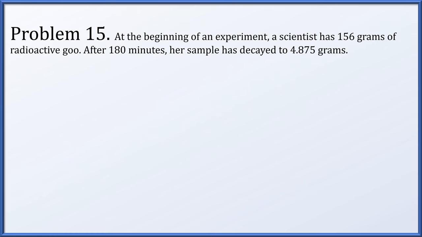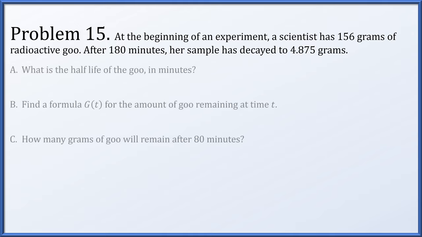In problem 15, at the beginning of an experiment, a scientist has 156 grams of radioactive goo. After 180 minutes, her sample has decayed to 4.875 grams. We're asked a few things. What's the half-life of the goo in minutes? We want to find a formula g of t for the amount of goo remaining at time t. And then finally, how many grams of goo will remain after 80 minutes?